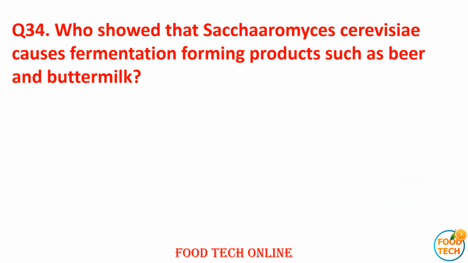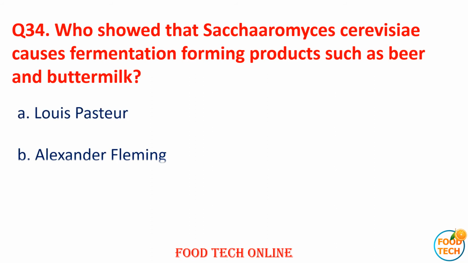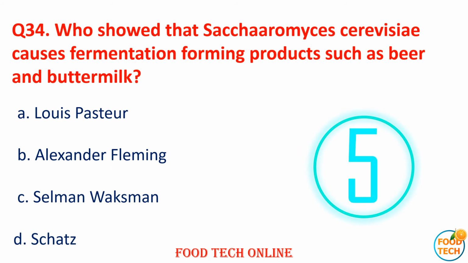Question 34. Who showed that Saccharomyces causes fermentation, forming products such as beer and buttermilk? A. Louis Pasteur, B. Alexander Fleming, C. Salmon Volkmann, D. Sacktucks. Answer A. Louis Pasteur.